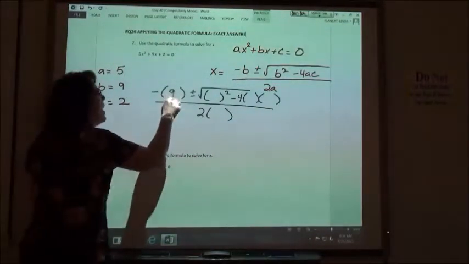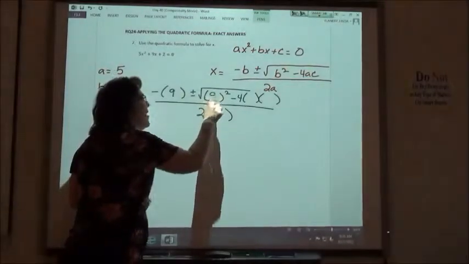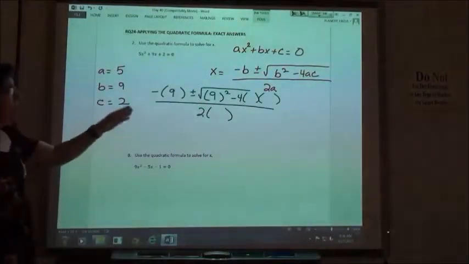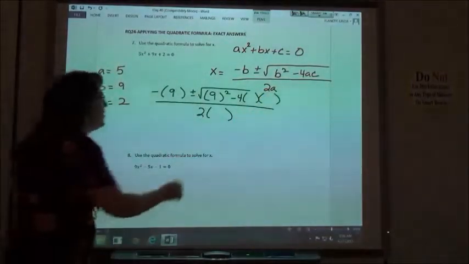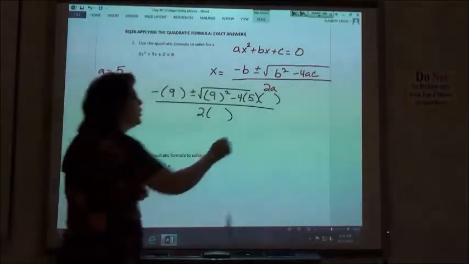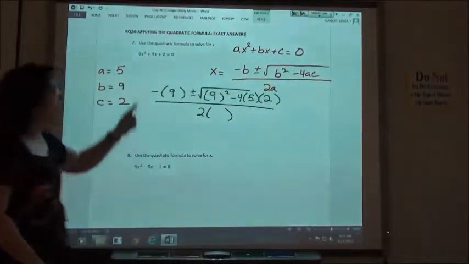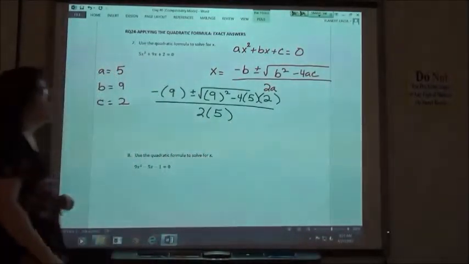The b value is 9. Plus or minus the b value squared. The b value again is 9. Minus 4, which is part of my equation, times the a value, which is 5, times the c value, which is 2, over 2 times the a value is 5. So I've plugged all my numbers in.